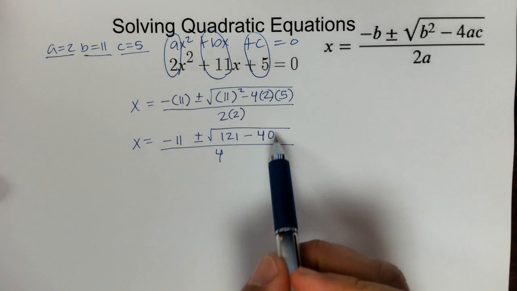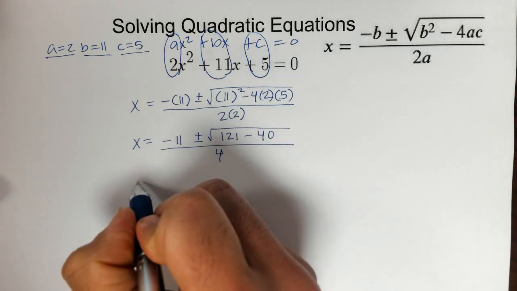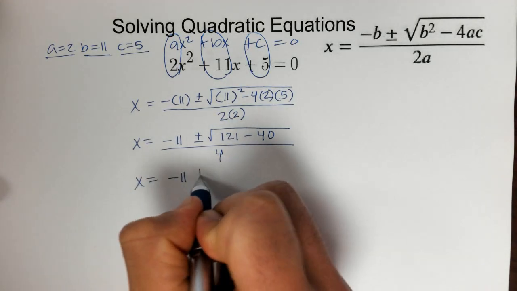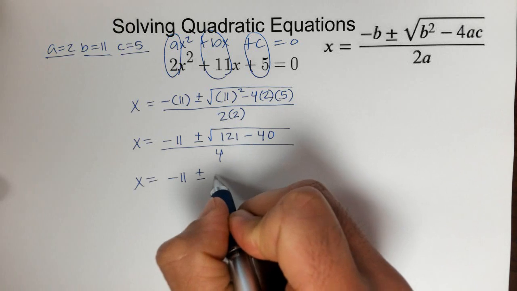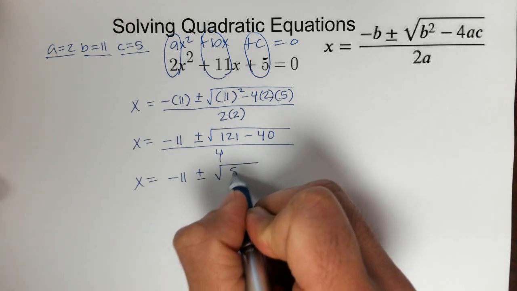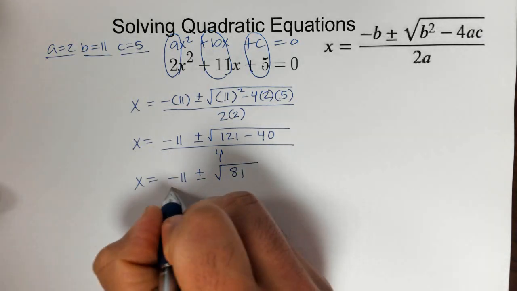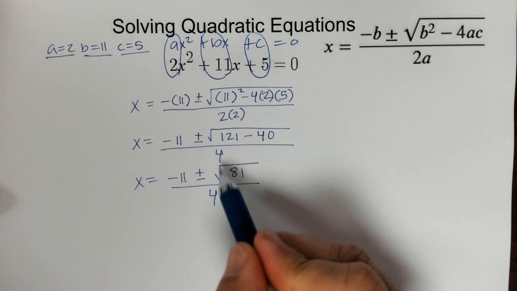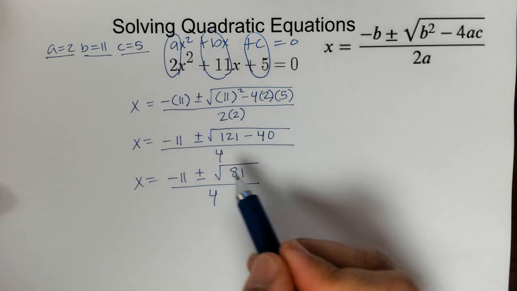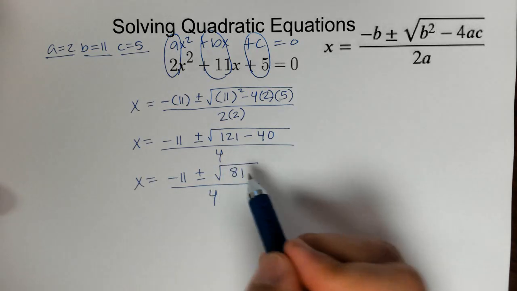Now I can simplify a little bit further inside the square root. X equals negative 11 plus or minus the square root of 81. 121 minus 40 is 81, and divide everything by 4. Since 81 has a square root, I'm going to simplify it even more. The square root of 81 is just 9.